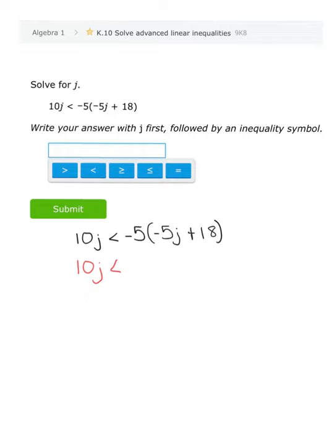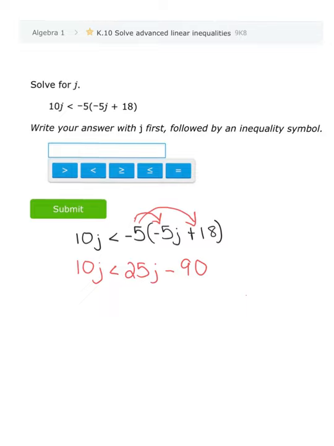Let me fix that inequality sign. So 10J is less than, and we have this -5 right here with these parentheses. So I know I need to distribute the -5 to get rid of the grouping symbol. So -5 times -5J. I know -5 times -5 is a +25. So I have a 25J. -5 times 18. Don't be afraid to use your calculator. -5 times 18 is -90.